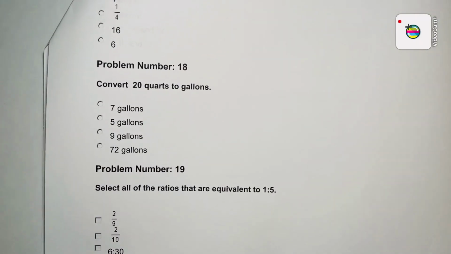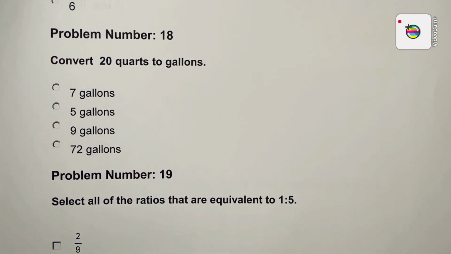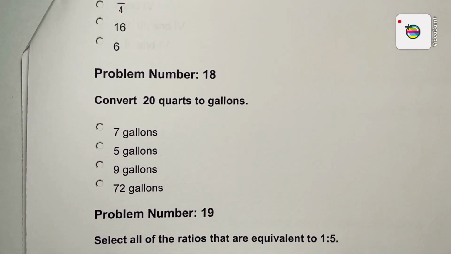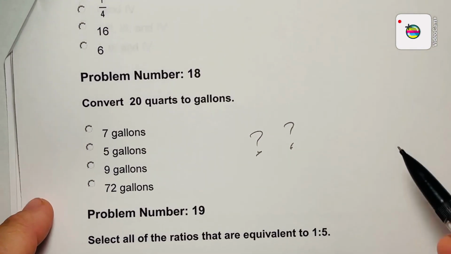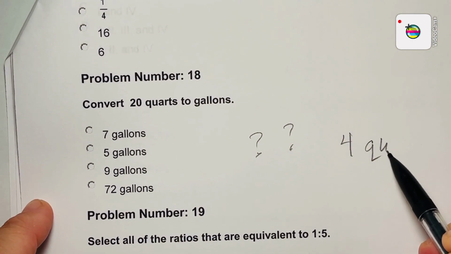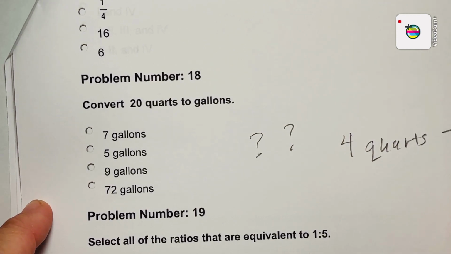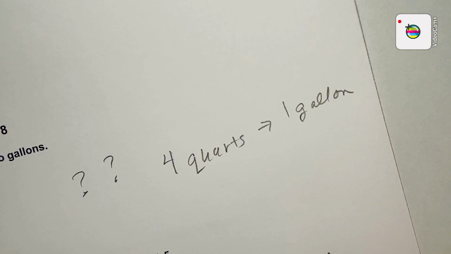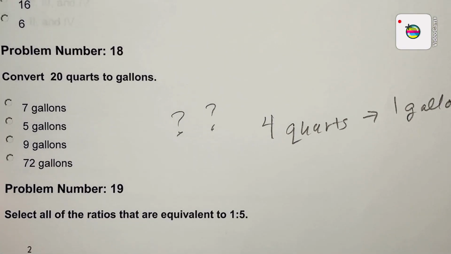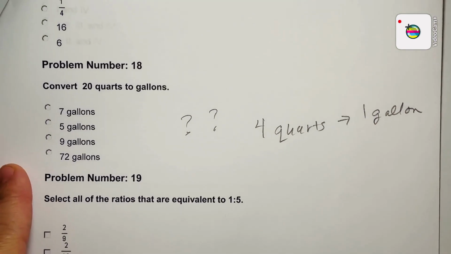All right, problem number 18 says convert 20 quarts to gallons. You got to know how many quarts are in a gallon. Do you know that answer? There are 4 quarts in 1 gallon. Okay? I zoomed in too much. Can't see it. Okay.